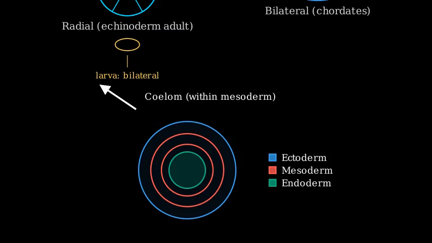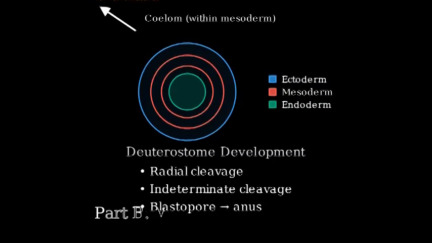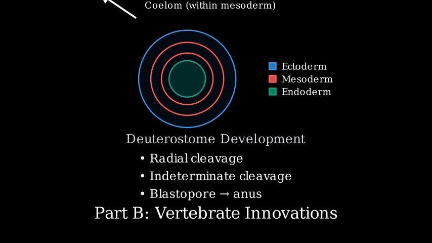Finally, deuterostomes share a characteristic early developmental pattern: radial cleavage, indeterminate cleavage, and the blastopore becoming the anus. Let's list these hallmarks. Now, for a related question about vertebrate innovations. Which structure is not an innovation that occurred during vertebrate diversification? Options: bone, jaws, exoskeleton, amniotic egg.